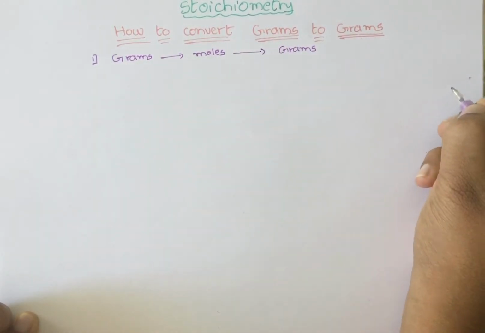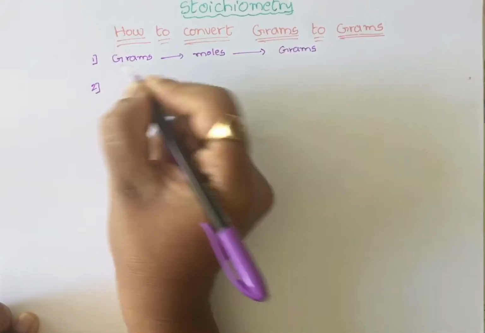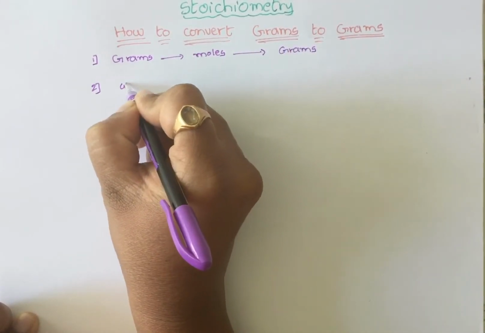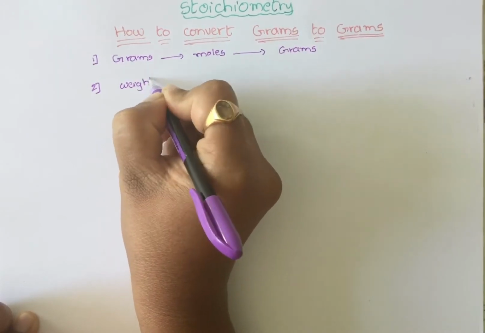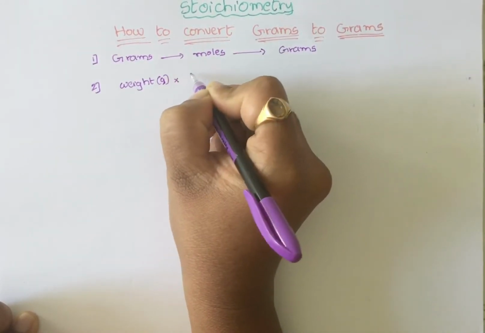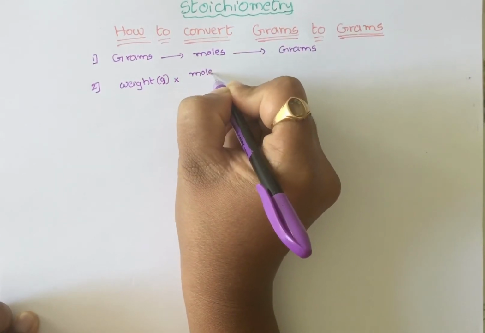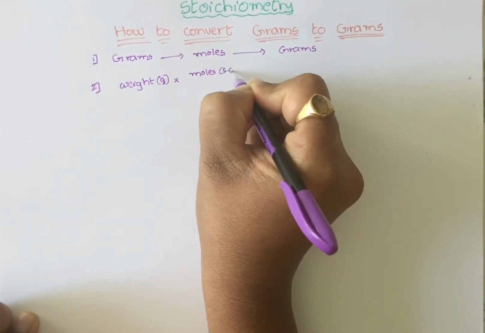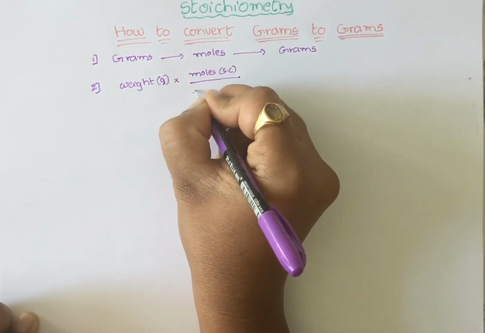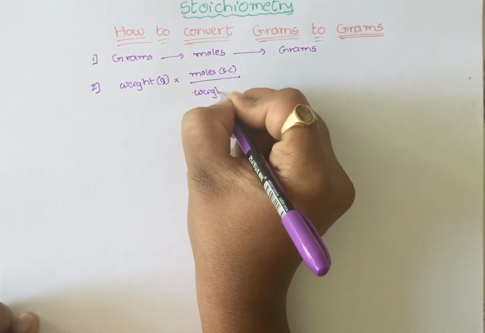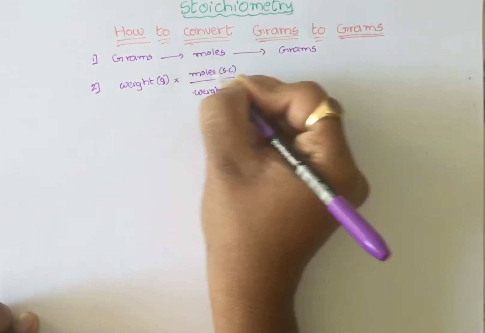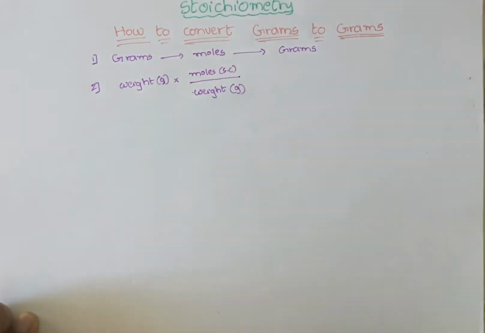So what are the formulas for these steps? In order to convert grams to moles, you take the weight of the substance, that means the given weight in grams, and multiply it with moles, which is nothing but the stoichiometric coefficient of that particular substance, divided by its weight. This weight is nothing but the gram molecular weight. So the grams will get cancelled, and you are going to get moles.